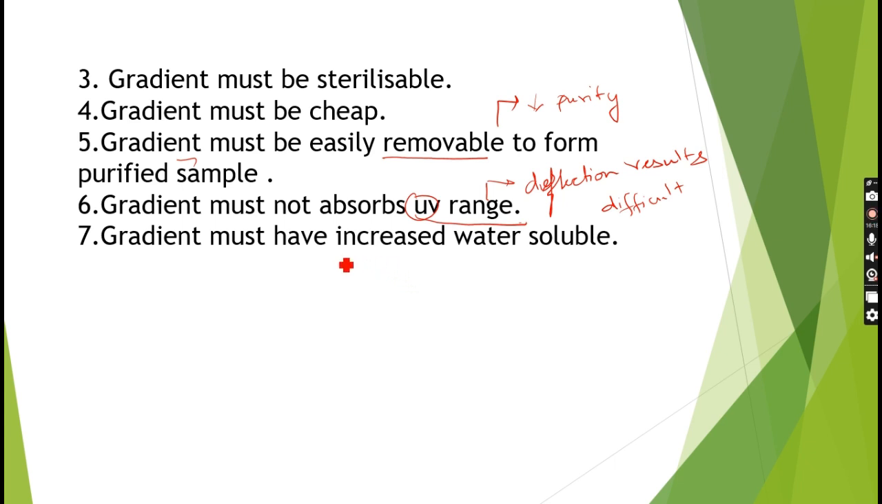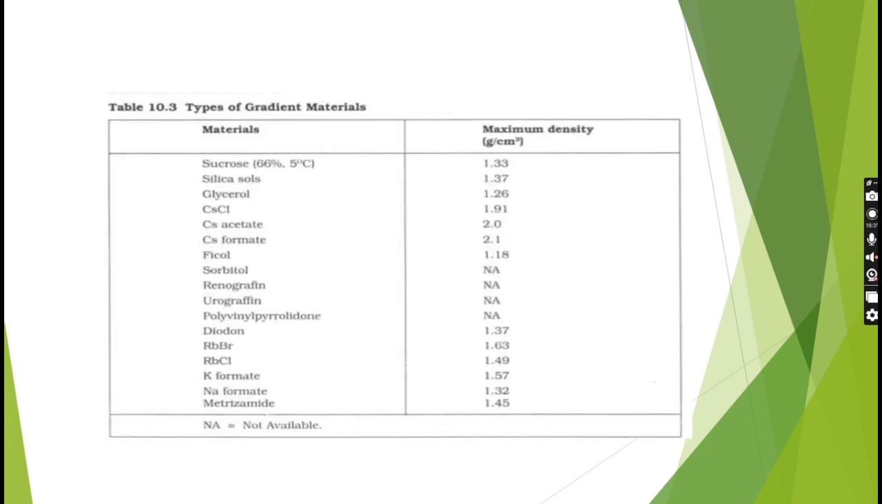A gradient must have good water solubility, because it must be water soluble to be used as a medium for the sample components. A common gradient is sucrose, which has a maximum density of 1.33, which means if we use sucrose as a gradient, then biomolecules which have a density of 1.33 can be separated in the sucrose gradient.